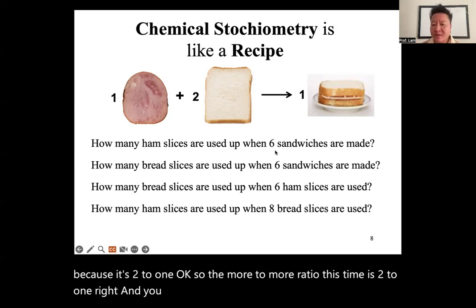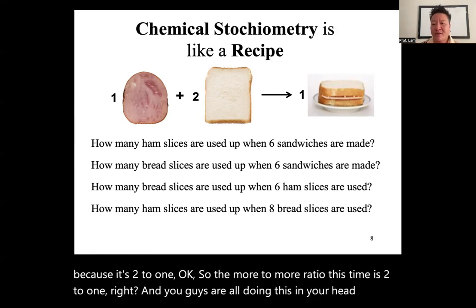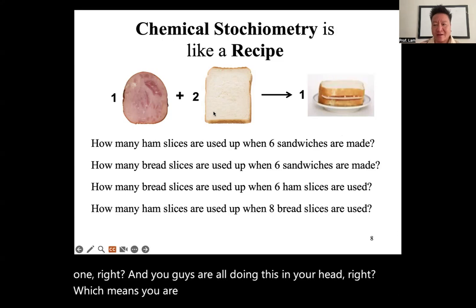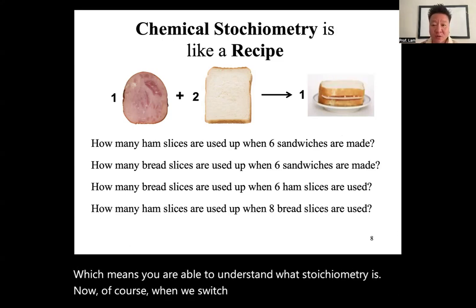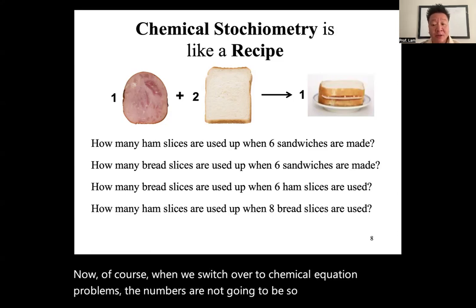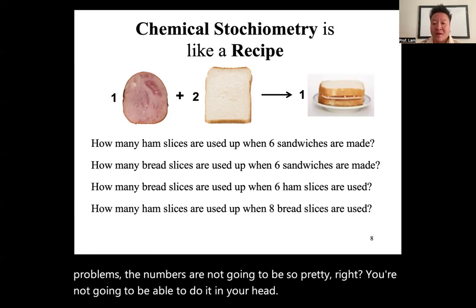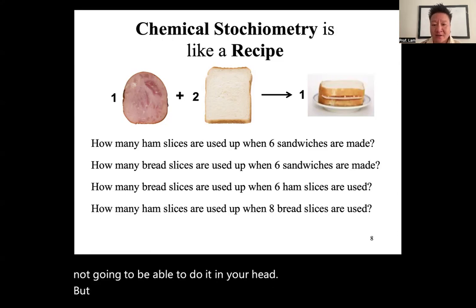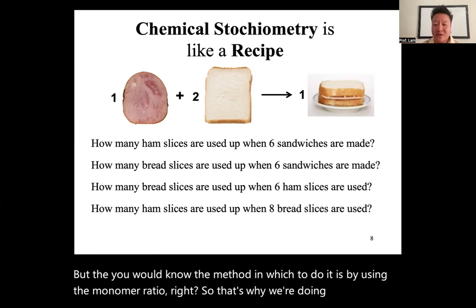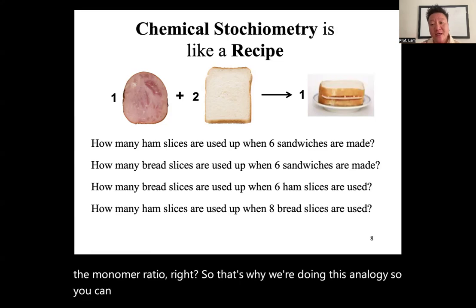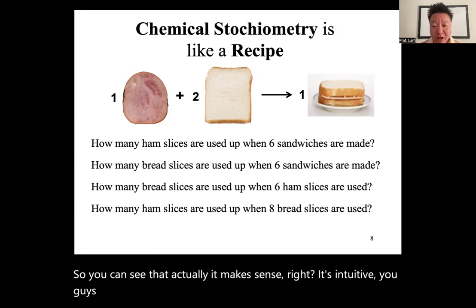And you guys are all doing this in your head, right? Which means you are able to understand what stoichiometry is. Now, of course, when we switch over to chemical equation problems, the numbers are not going to be so pretty, right? You're not going to be able to do it in your head. But you would know the method in which to do it is by using the mole to mole ratio, right? And so that's why we're doing this analogy, so you can see that actually it makes sense, right? It's intuitive. You guys actually already know it.